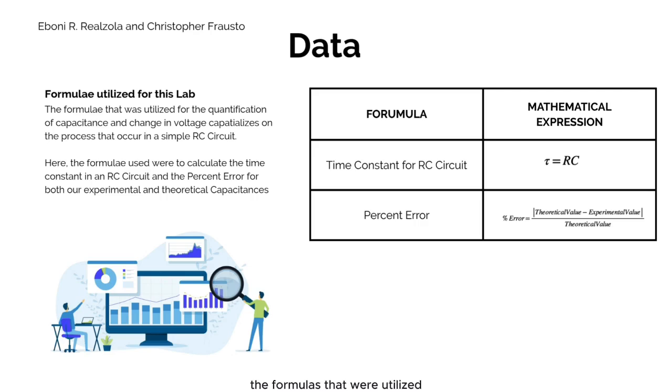The formulas that were utilized for the quantification of capacitance and change in voltage capitalize on the processes that occur in a simple RC circuit. So here on the right, you can see the formulas that were used to calculate the time constant in an RC circuit and the percent error for both our experimental and theoretical capacitances.